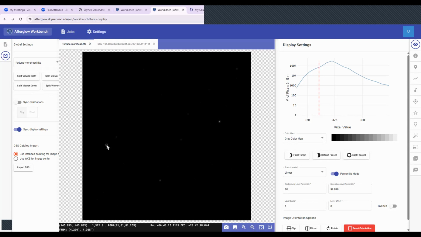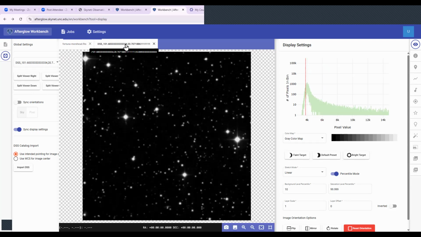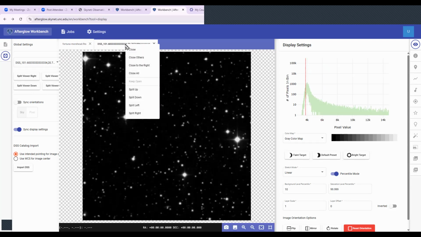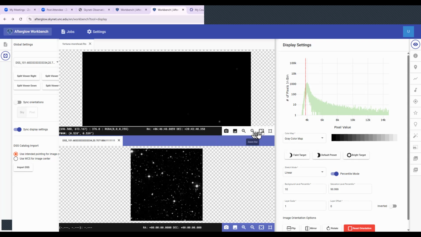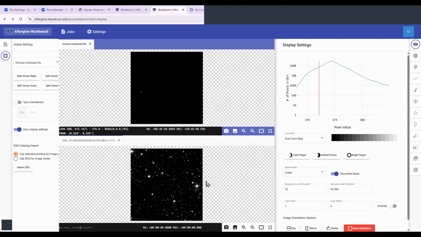For example, you can check the coordinates to see how it looks. Another technique in Afterglow is, when you want to compare, right click here and make it split down. Then your original picture is on top and the actual digital survey of the sky is below, so you can compare them. But here you have to see if this is the correct one.